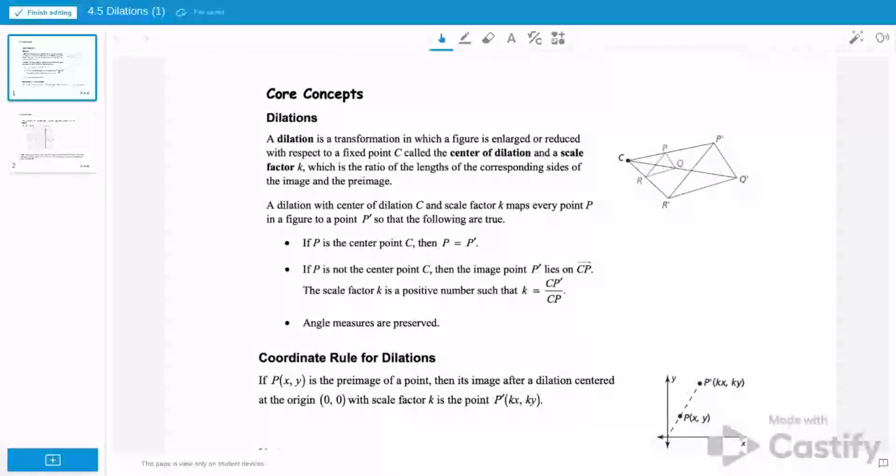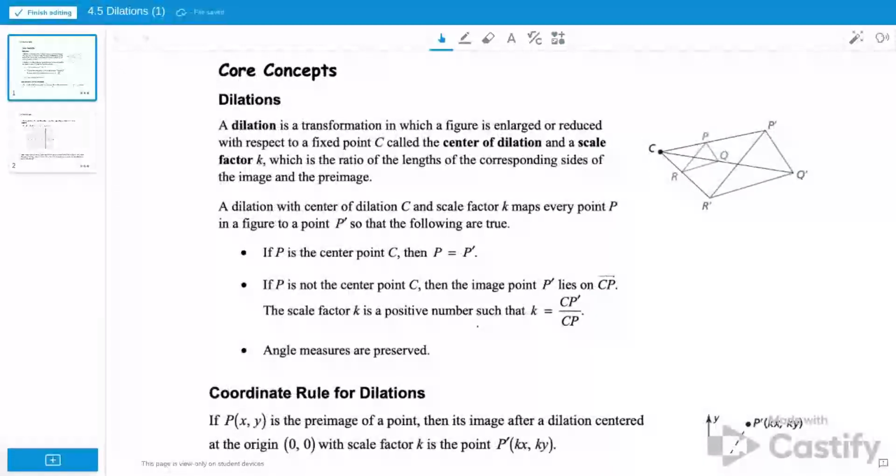Okay, today we're going to talk about dilations. And so a dilation is just a transformation in which a figure is enlarged or reduced. So it's the same shape that you start off with. It just either becomes larger or smaller. And that's with respect to a fixed point C. And so C is our center of dilation.